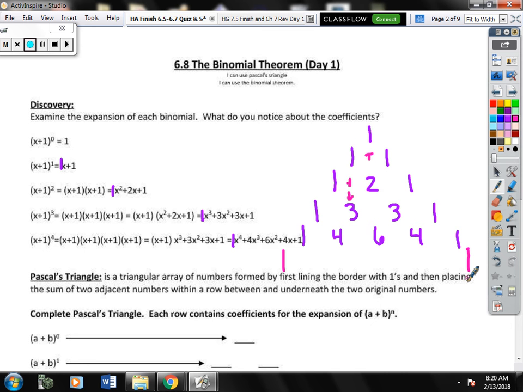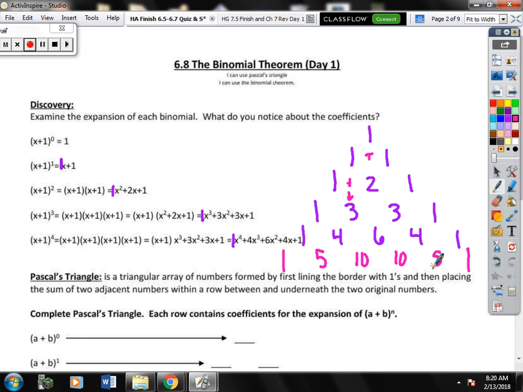We would get 1 plus 4 is 5. 4 plus 6 is 10. 4 plus 1 is 5. So it'd be 1, 5, 10, 10, 5, 1. So you can do this, and this is called Pascal's triangle, to expand a binomial.